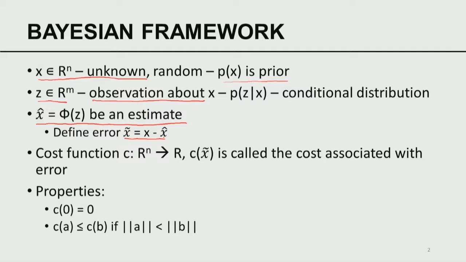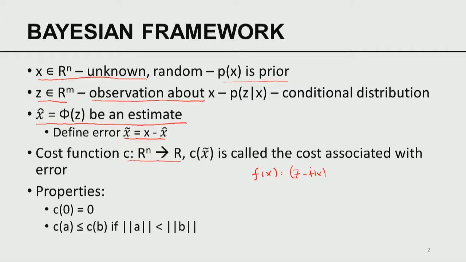We are going to now associate a cost function C. C is a mapping, C is a functional, it maps R^n to R. The cost function is defined over the set of all errors. C of X tilde is called the cost associated with the error. This is nothing new. We have already talked about f of x within the context of static deterministic inverse problems. In that case, we said Z is given, h of x is the model predicted observation, Z minus h of x is called the residue error.